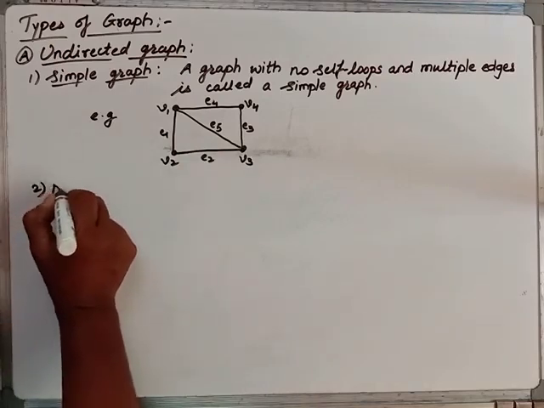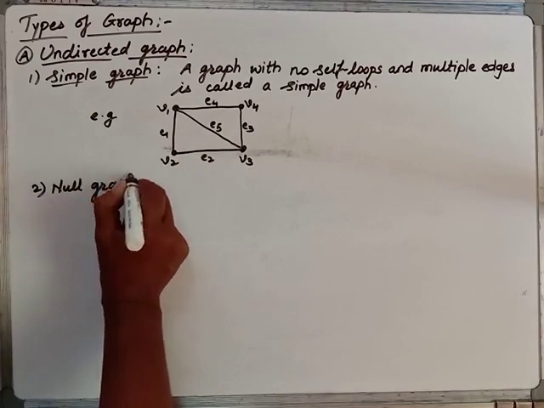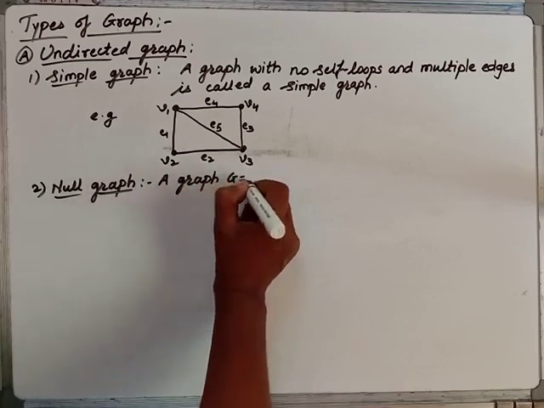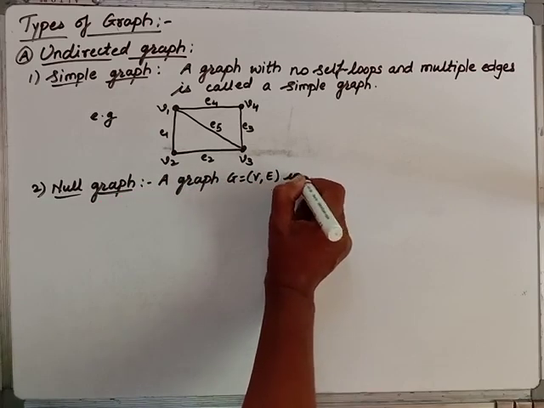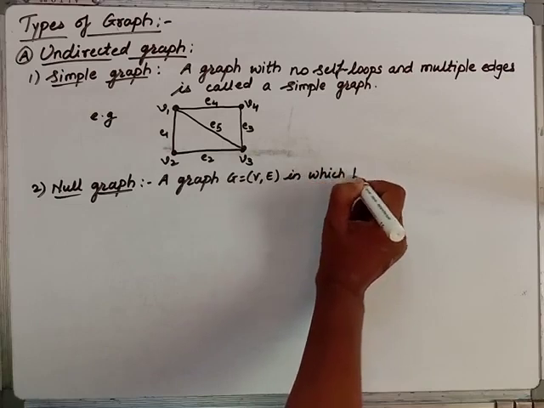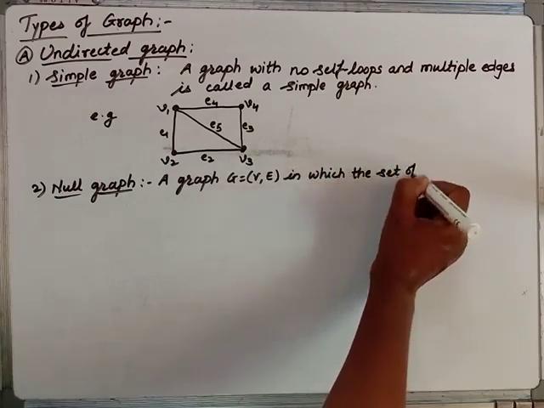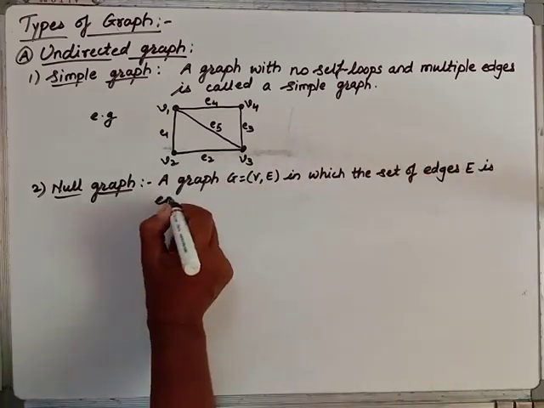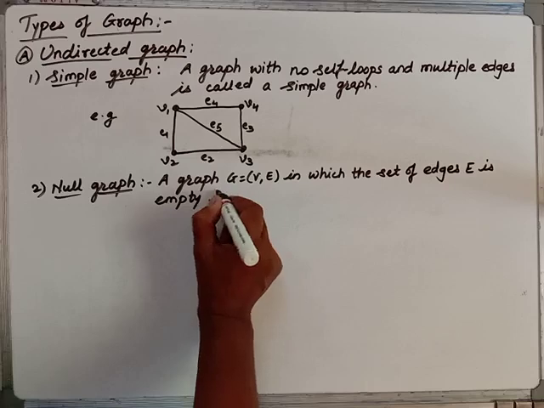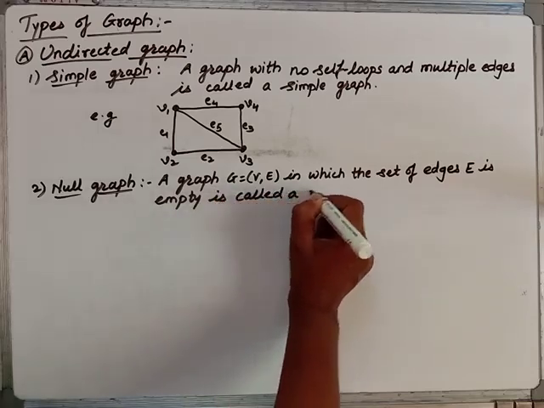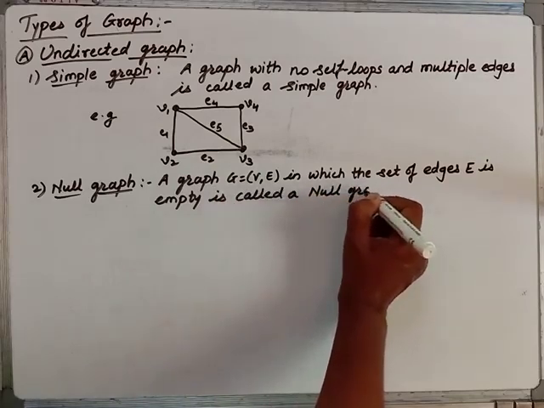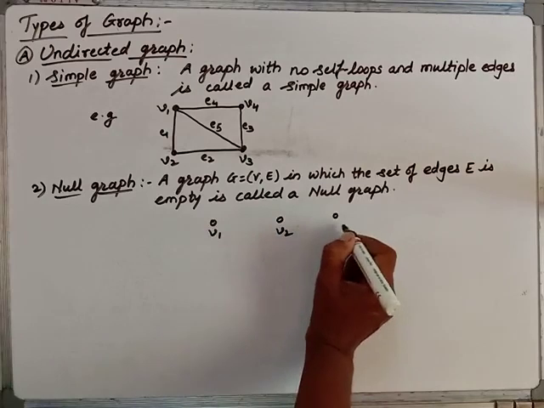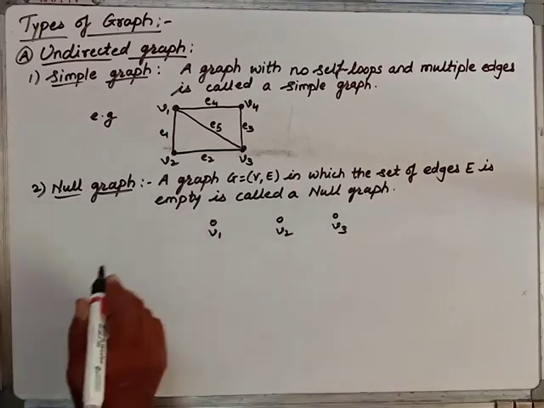Then another type is null graph. A graph G with vertex set V, edge set E, in which the set of edges E is empty set is called a null graph. Means simply vertices are there: V1, V2, V3. There is no edge in between them. That is what? Null graph.